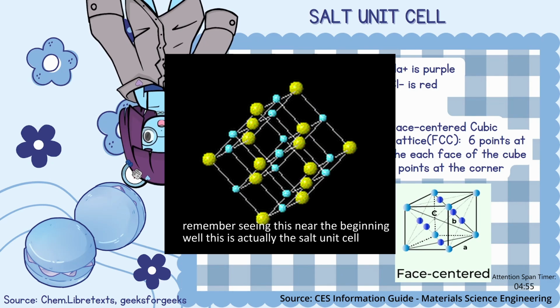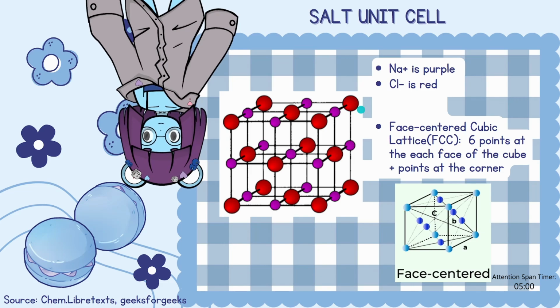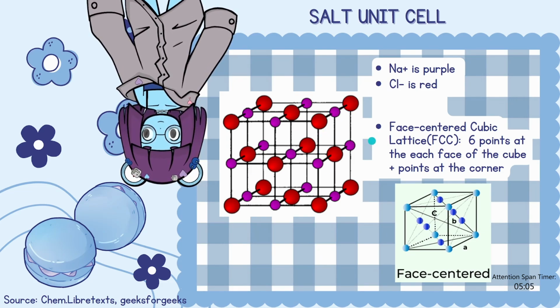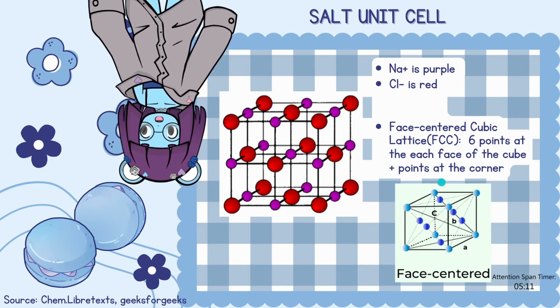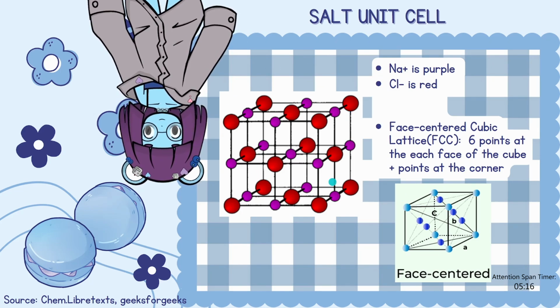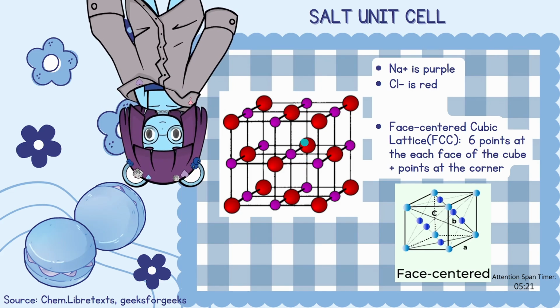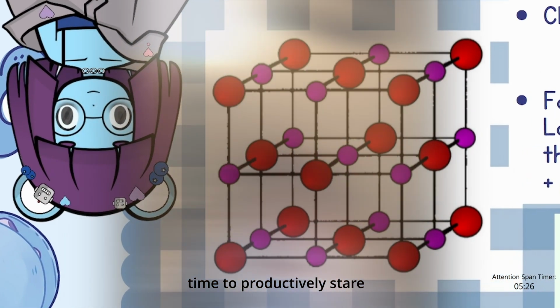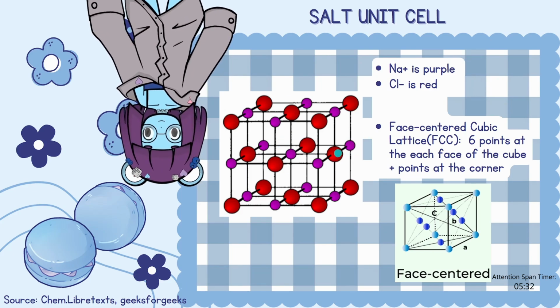The salt unit cell. Here we have the salt unit cell with the sodium ions being purple and the chloride ions being red. This unit cell is the FCC, the face-centered cubic unit cell, and has points at the corners as well as another point at the face. Now, you might not be able to directly see it from this image, but if you do what I like to call productive staring, you might be able to repeat this shape in your head to create an even bigger cube. And if you're still not able to see this, don't worry, that's what the next slide is for.